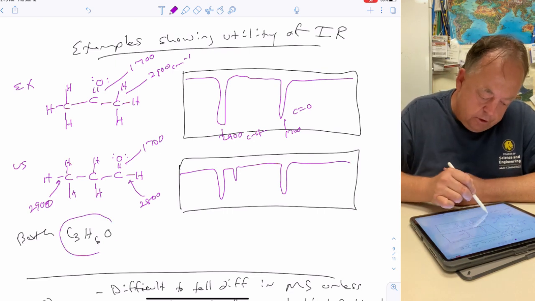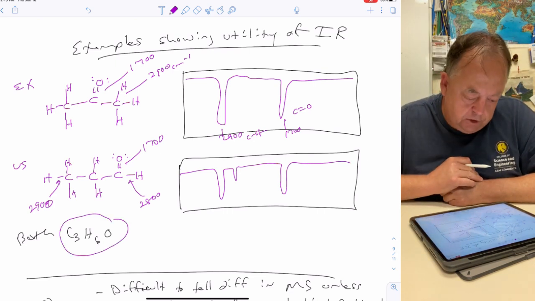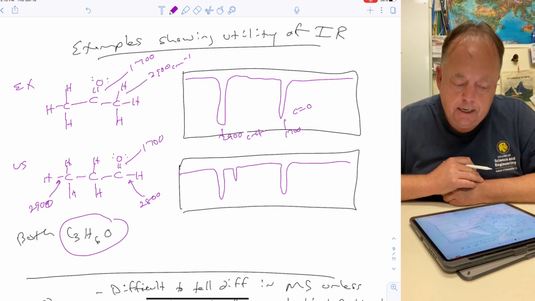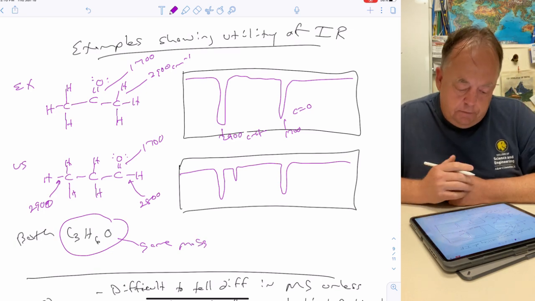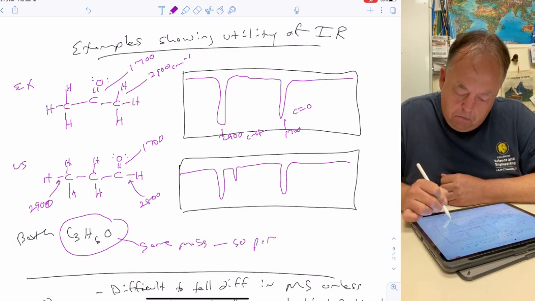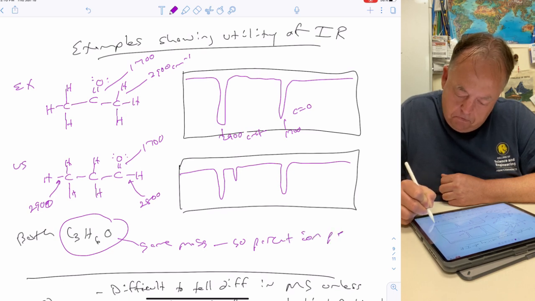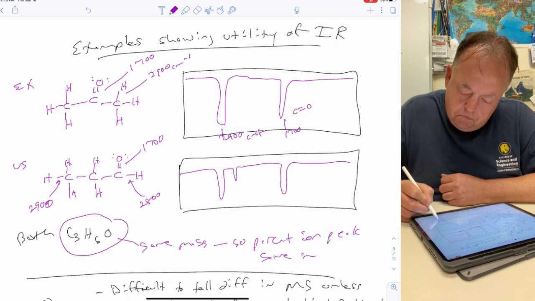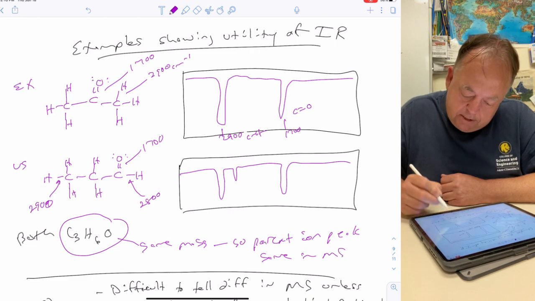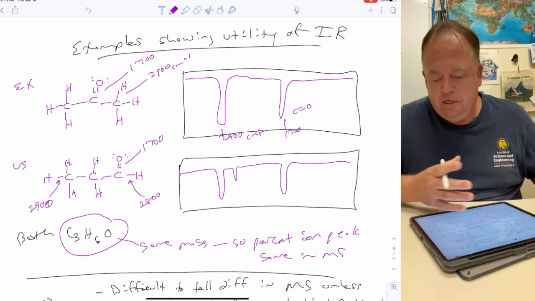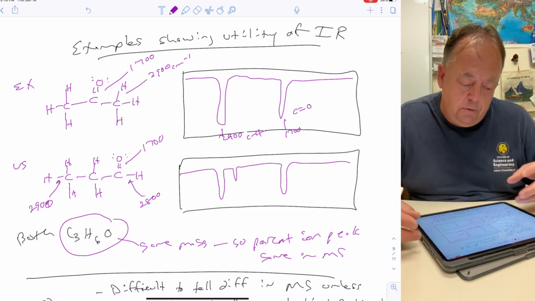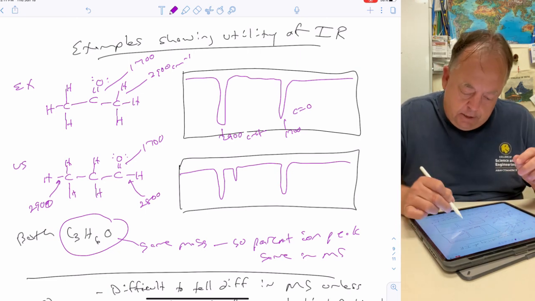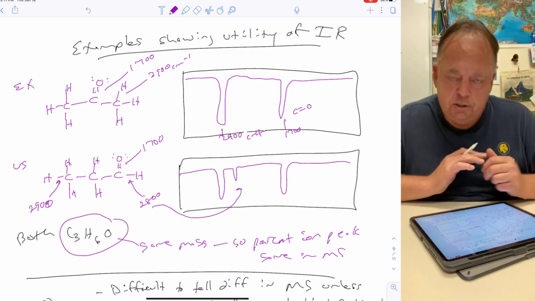And so even though these are both C3H6O, it would be difficult to tell the difference between them in mass spec because they have the same mass, so the parent ion peak would be the same in the mass spec. Unless you knew how to interpret fragmentation patterns, it would be difficult to determine which molecule is which using mass spec, but it's easy in IR because of that extra peak due to the CH of the aldehyde.